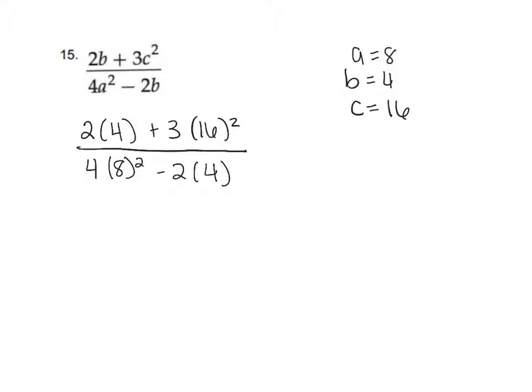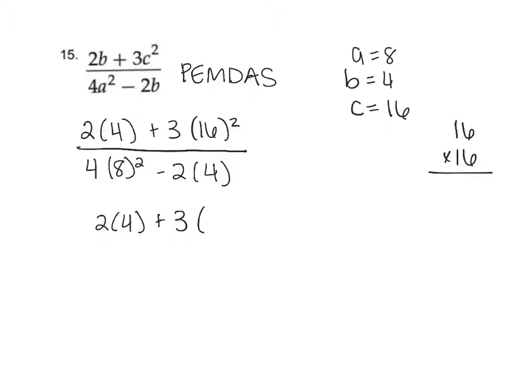So now what we're going to do is work through PEMDAS. So we have parentheses in there, but those are kind of more for multiplication. So we're going to go to our exponents. So we're going to simplify our exponents. 16. So my next line is going to look like 2 times 4 plus 3 times 16 squared. So we have 16 times 16 over here.